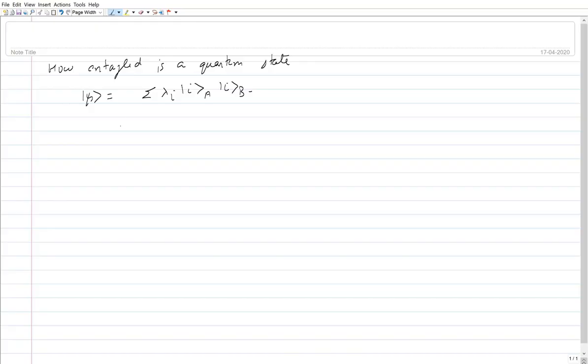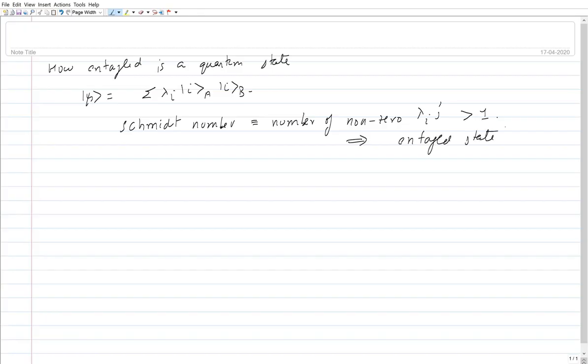So we've seen that if the Schmidt number, or the number of non-zero lambda i's, is greater than 1, then the state is entangled. Intuitively speaking, the Schmidt number itself captures how entangled the state is.